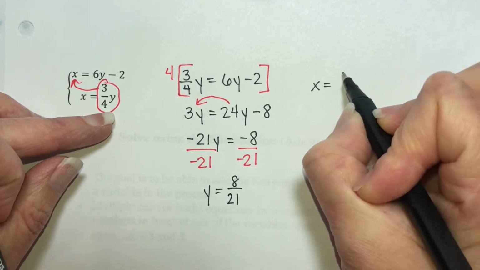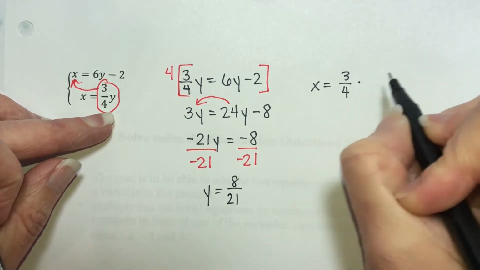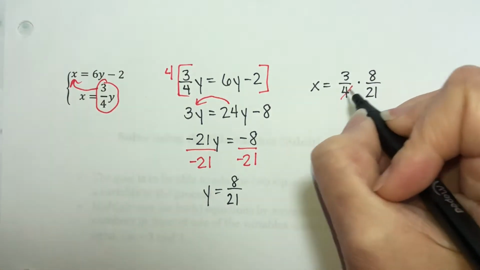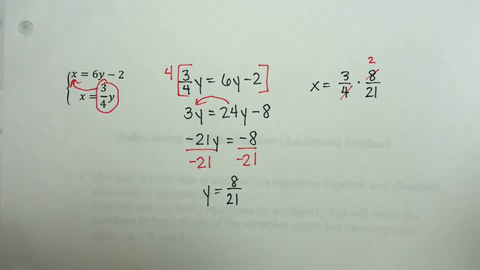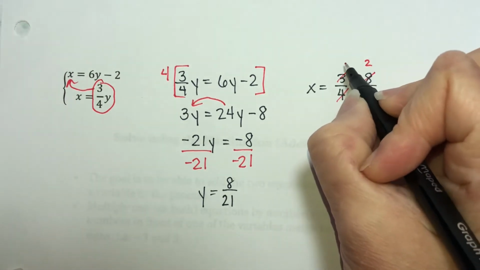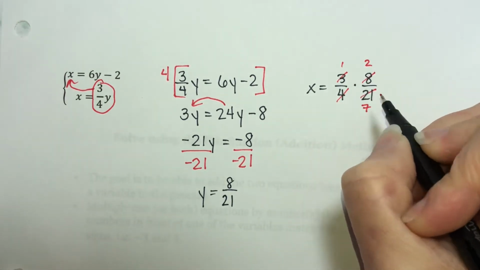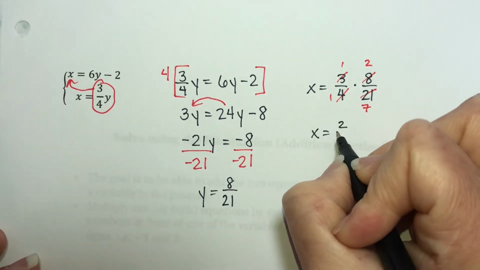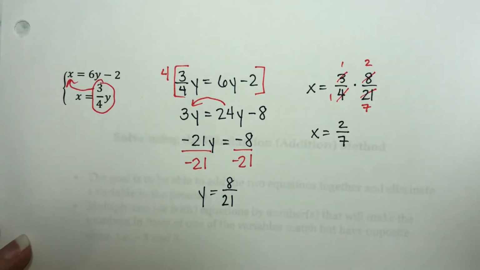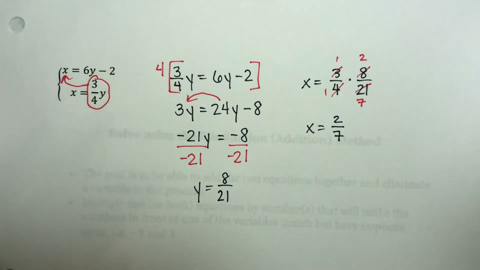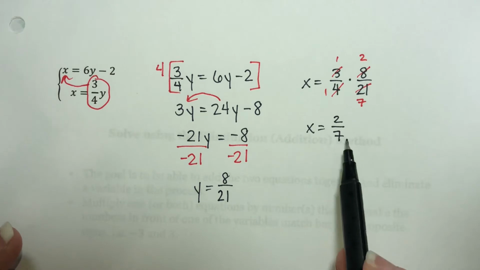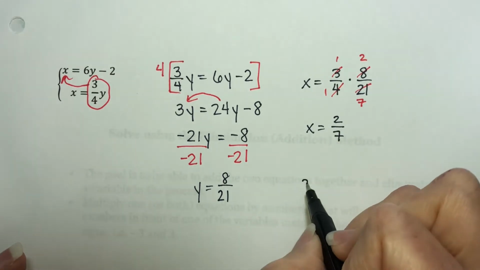X is equal to 3/4 times 8 over 21. The 4 and the 8 will reduce, leaving a 2 in the top. The 3 and the 21 will reduce, leaving a 7 in the bottom. So our x value is 2/7. Now we always write our answers as an ordered pair. A common mistake is to write the first one you get and then the second one you get. You know that an ordered pair has to be x and then y, so double check that.